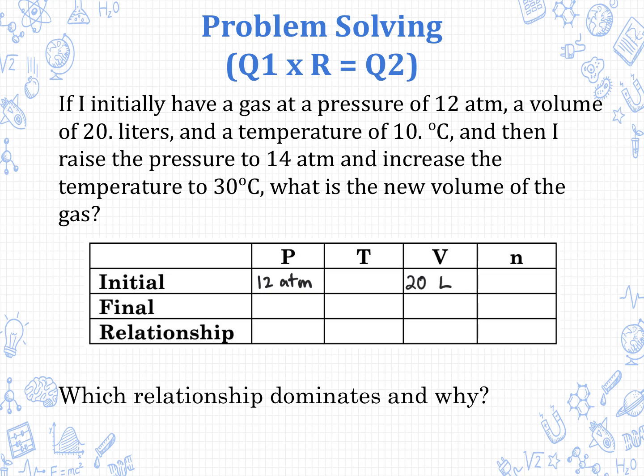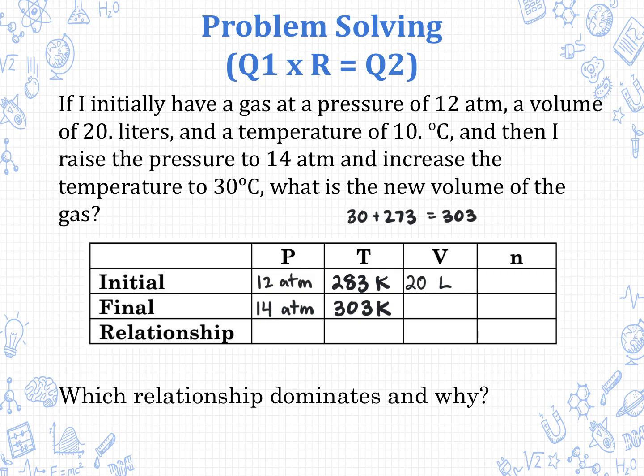The temperature is 10 degrees Celsius, but I'm not going to make the same mistake as last time. I'm going to remember I need to put that into Kelvin and just put it straight into the table in units of Kelvin so I don't forget it later. And then it says I raise the pressure to 14 atmospheres and increase the temperature to 30 degrees Celsius, which would be 303 Kelvin. If I add 30 plus 273, that's where I'm getting the 303 Kelvin from.